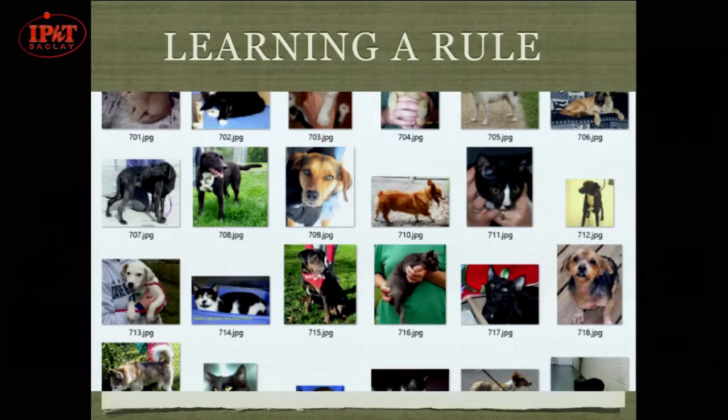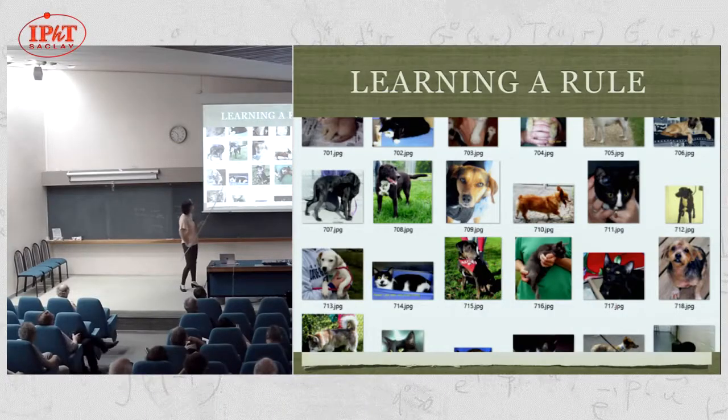So what's learning a rule? Imagine that I give you a set of photos of cats and dogs, and your goal is to stare at them for a while, and then to be able to tell which photo is a cat and which photo is a dog. Of course, my little daughters are able to do that, so that doesn't look very difficult.